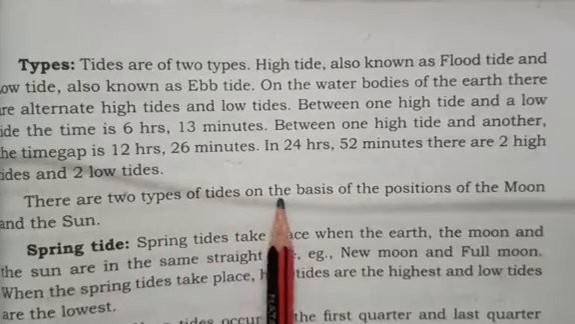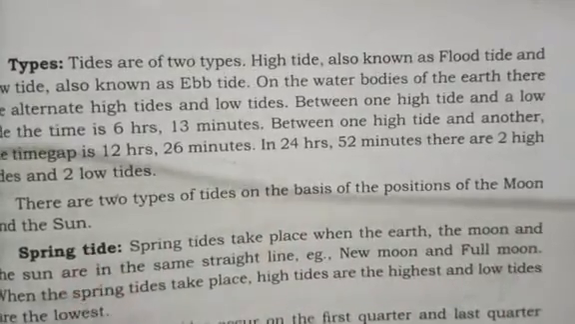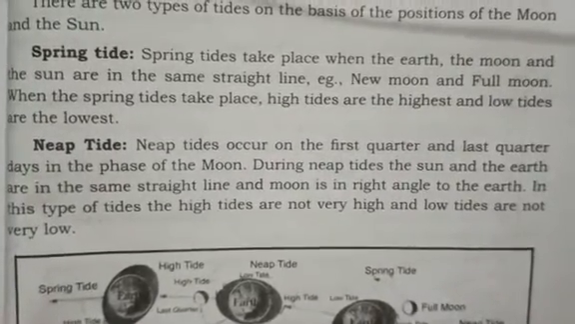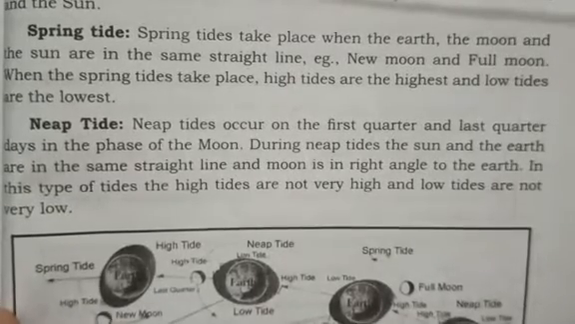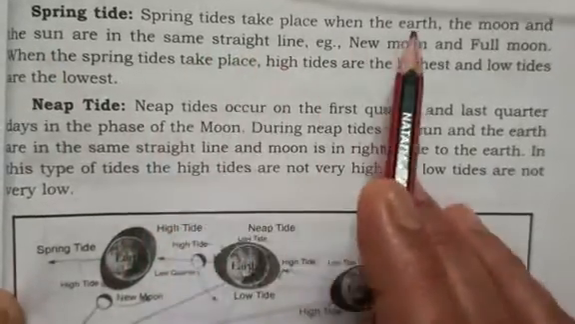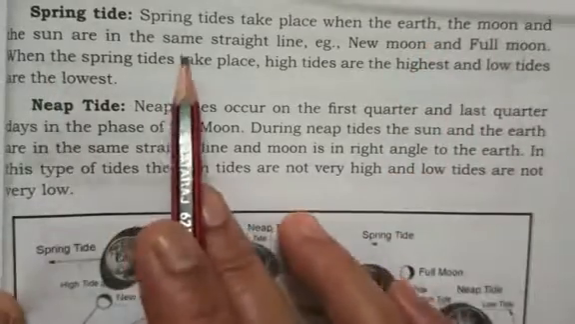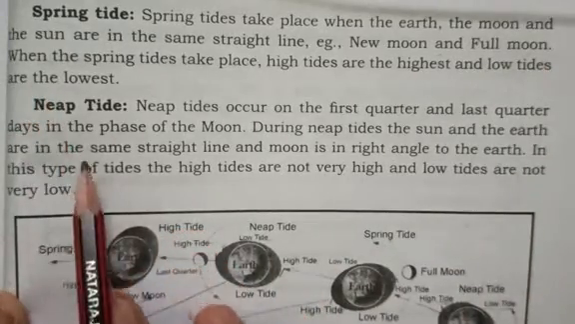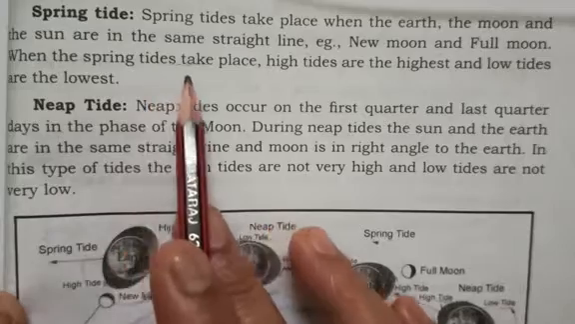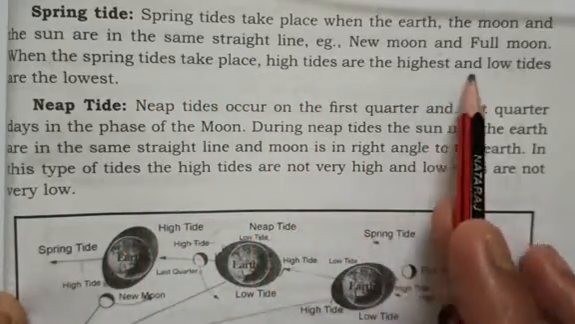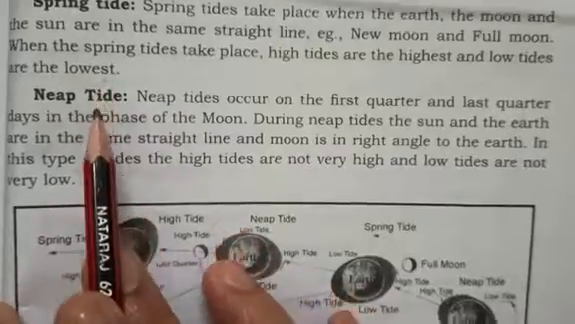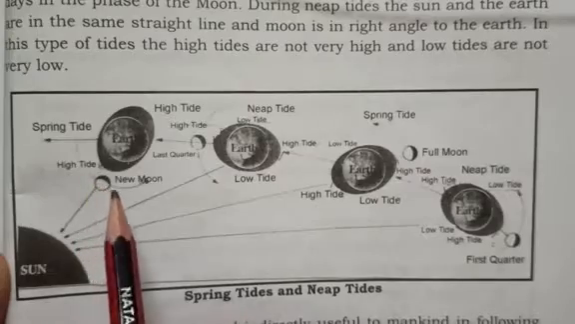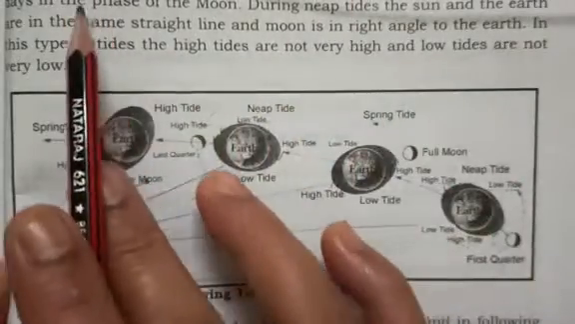There are two types of tides on the basis of the position of the moon and the sun: spring tide and neap tide. Spring tide takes place when the earth, the moon and the sun are in the same straight line. Example, new moon and full moon. When spring tides take place, high tides are the highest and low tides are the lowest. So the spring tide takes place on new moon and full moon.